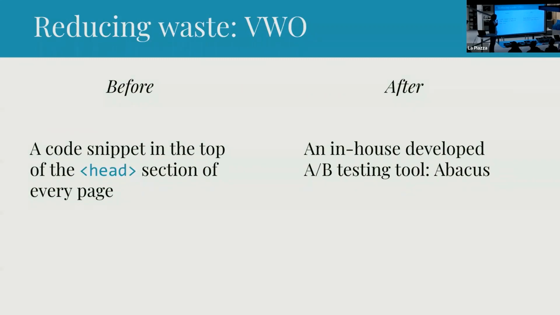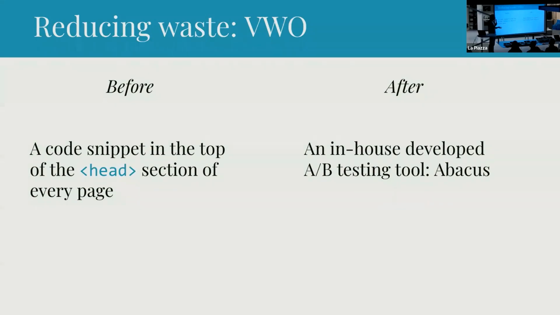VWO is something we were still using at the time for A/B testing. How VWO works is you have to put not a snippet, but a script tag on the top of the head of every page. It's a blocking resource, so it will slow down every page by default. The JavaScript it was loading was actually not that big, but still it was hurting the performance a little bit.